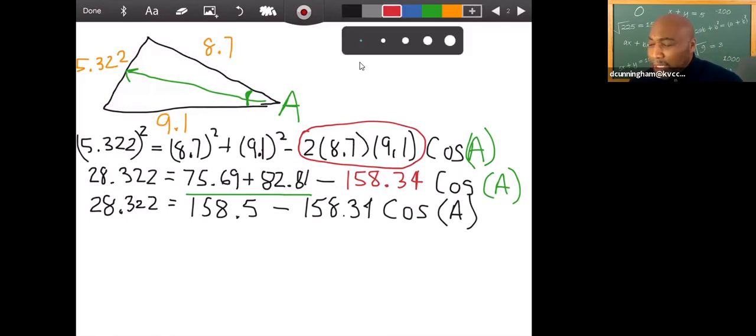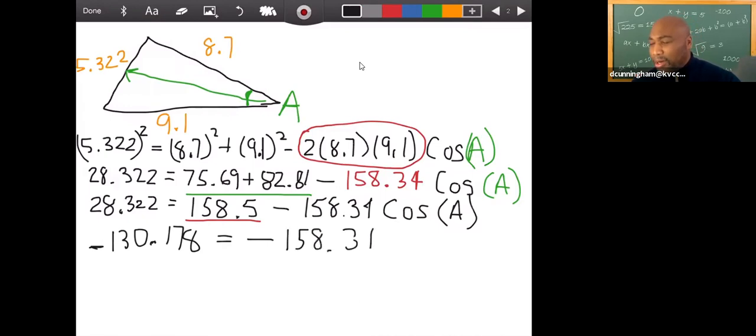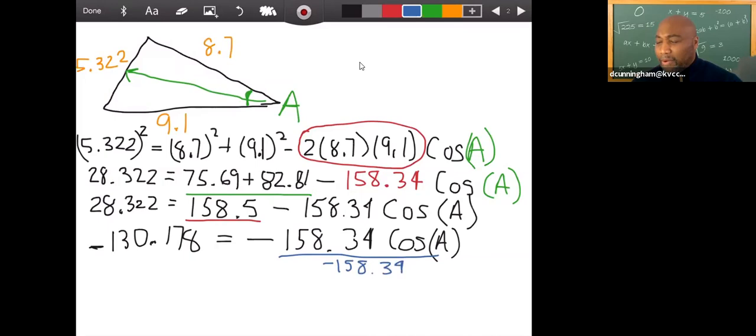Next step, I'm going to underline, is I'm going to subtract 158.5 from both sides. So what that gives me over here will be a negative number. So a negative 130.178. It's equal to a negative, don't forget, there's a minus sign in front of that 158.34 cosine of A, and you got it. Next thing we're going to do is divide both sides by this value here, negative 158.34.